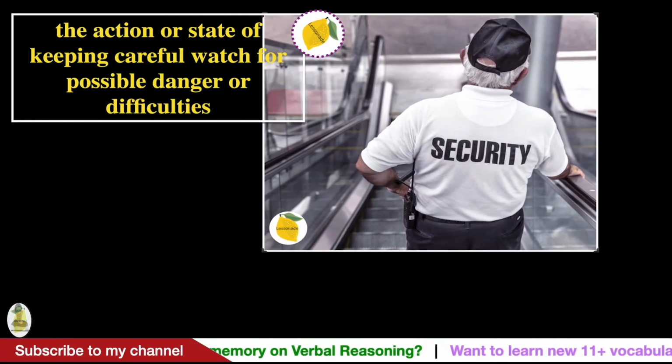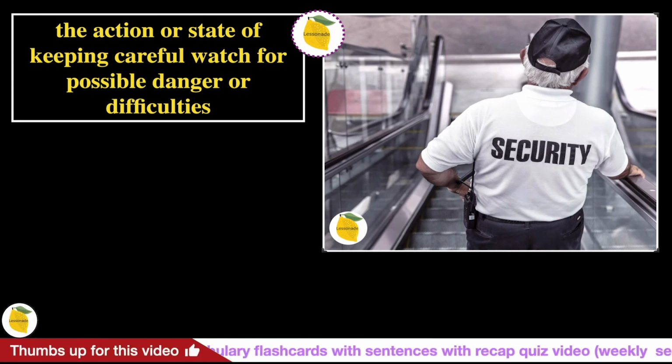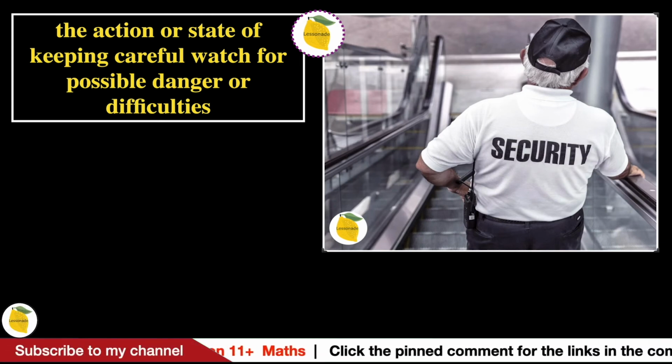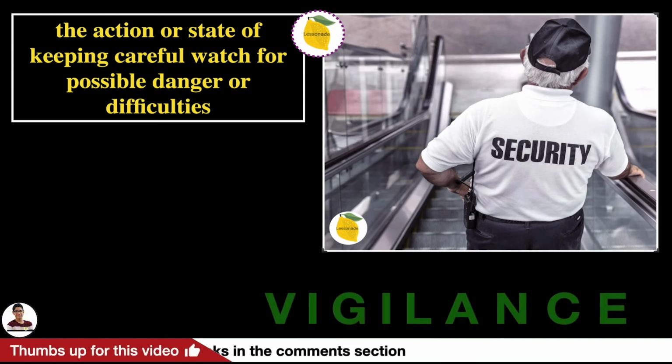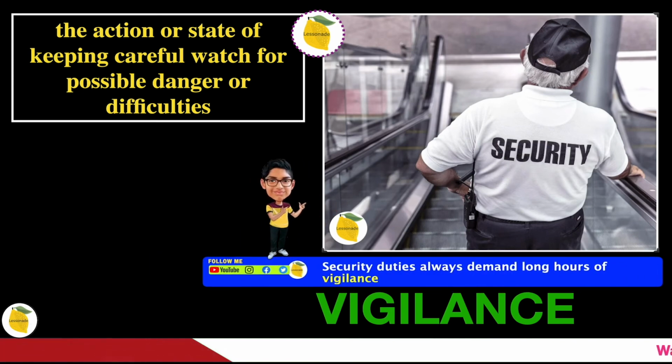The next definition we have is the action or state of keeping careful watch for possible danger or difficulties. In this picture we can see a security guard who is keeping careful watch of possible dangers or difficulties. And therefore the word will be vigilance. And the sentence for this word is, security duties always demand long hours of vigilance.